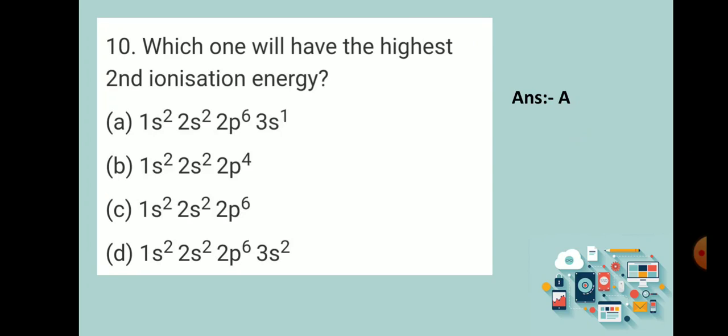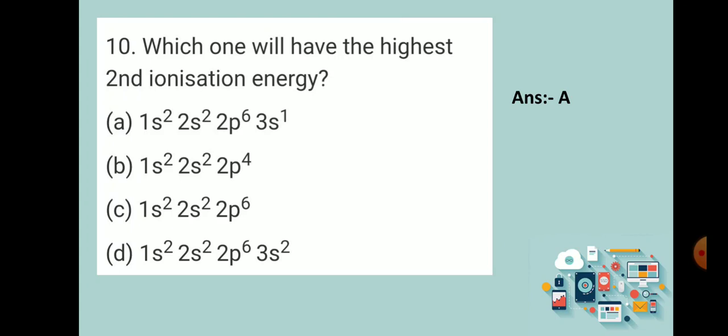Because 1s2, 2s2, 2p6, 3s1 is the sodium atom, and its first ionization will result in the electronic configuration 1s2, 2s2, 2p6. It is a stable electronic configuration of a noble gas. So, the first ionization enthalpy value will be less. After attaining a stable noble gas electronic configuration, to remove an electron from its orbital is very difficult, and it requires a huge amount of energy. So, the second ionization energy of this electronic configuration will be very high.